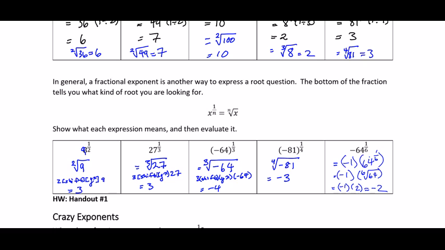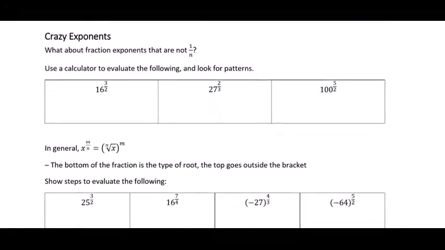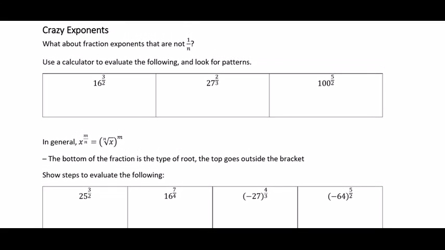For our next set of problems, we're going to work with what I call crazy exponents. They're not as bad as you think, they're just ridiculously annoying. So if we talk about these crazy exponents, suppose we have something that is not 1 over n. So if we calculated this on our calculator, we would end up doing something like this. For 16 to the 3/2, you'd write 16 on your calculator raised to the 3 divided by 2.